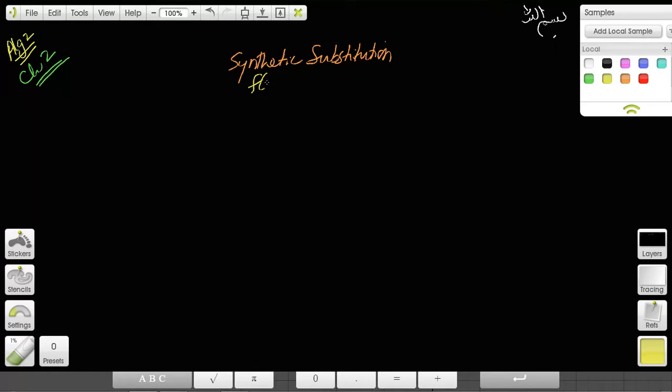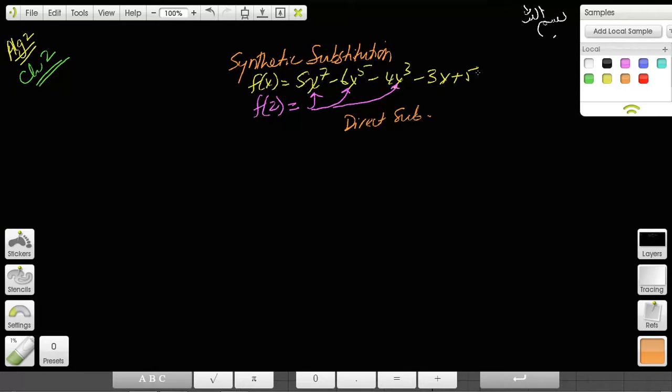This is when you're given a polynomial function such as 5x to the 7th minus 6x to the 5th minus 4x cubed minus 3x plus 5, and you're asked what is f of 2. You don't substitute 2 in directly. That is called direct substitution. But synthetic substitution, if you recall, was when you line up all the coefficients and the constant term and go through the process of finding what f of 2 is.